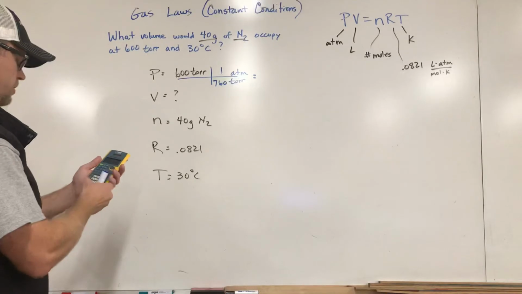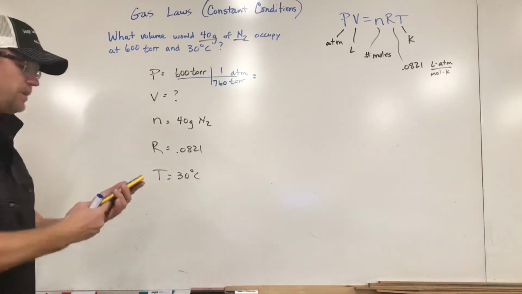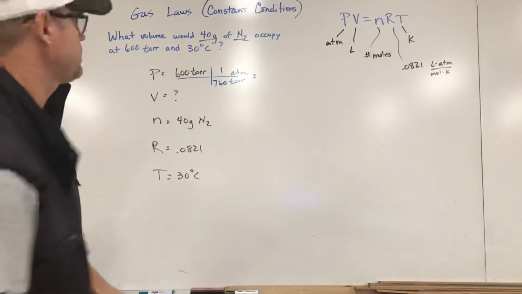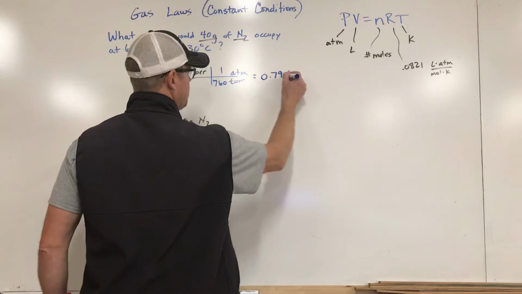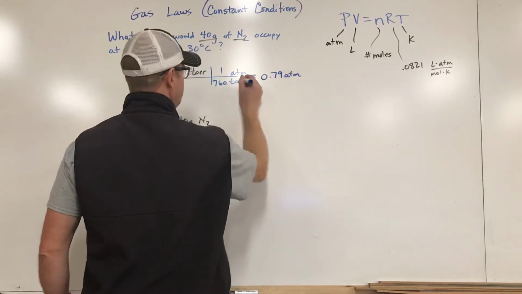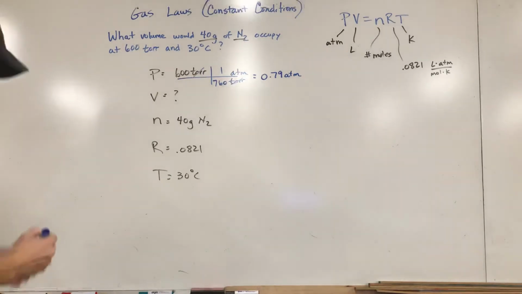So 600 divided by 760. I get 0.789. I'm just going to round that to 0.79 atmospheres. Make sure you write down units and you keep track of where you're at so you get things all the way they need to be.